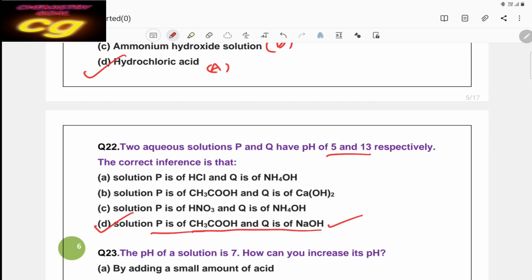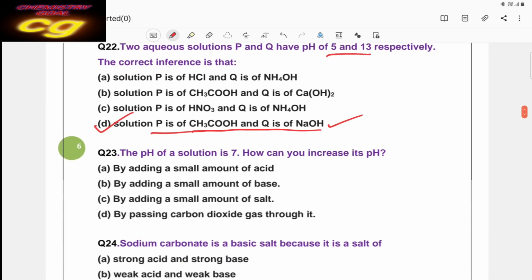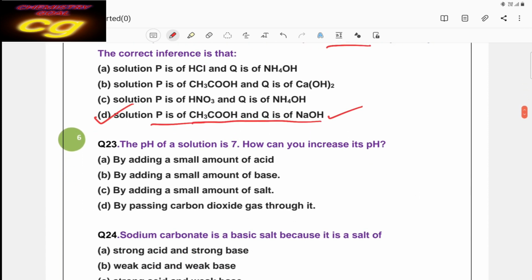You have to think in this way. What is the nature of the solution? What is the nature of the substance taken, whether it is strong or weak? We have to consider both. The pH of a solution is 7, meaning neutral. How can you increase its pH? pH will increase, we know, when the medium becomes basic. So adding a small amount of acid is wrong. Adding a small amount of base is correct. Adding a small amount of salt is wrong. Passing carbon dioxide is wrong. So pH will be increased by adding a small amount of base. So the answer is B.